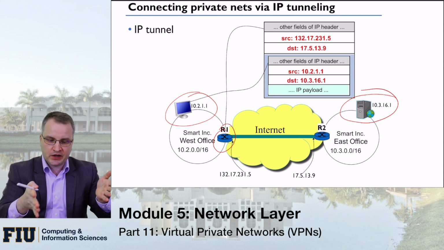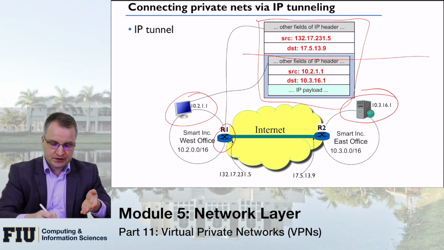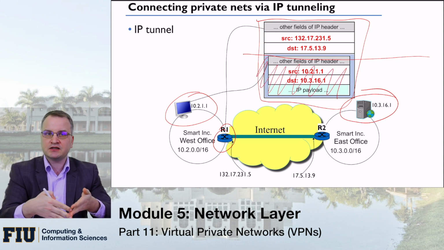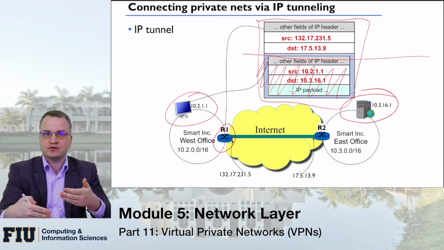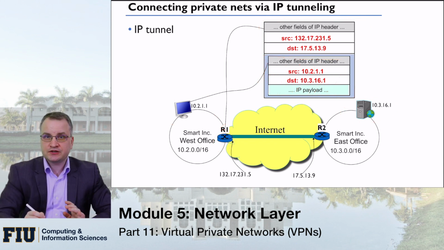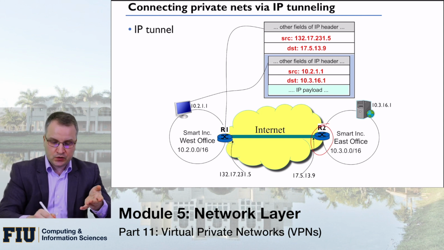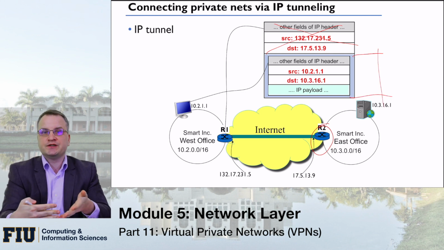And that's it. So now we have a legitimate IP packet that all routers in the middle will simply consider as an IP packet with some random payload. So that would be considered from the perspective of everybody. As soon as this packet reaches R2, R2 will extract that inner packet, like this one, and it will forward this as normal.